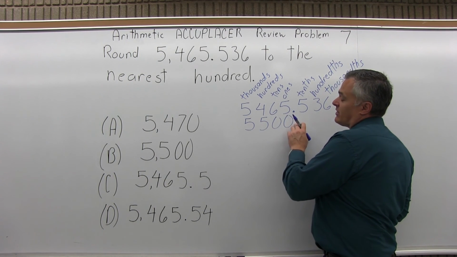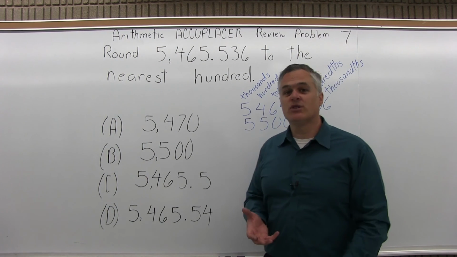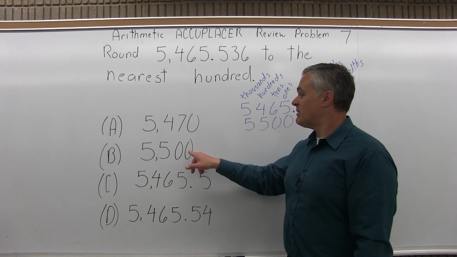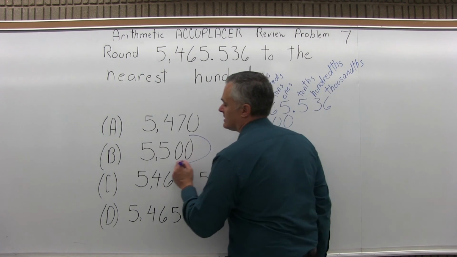And once you have these zeros, you don't have to put the decimal in or the other digits. 5,500. Now, as we look at the options, one of the options, option B, is a perfect match, 5,500. So the answer is B.